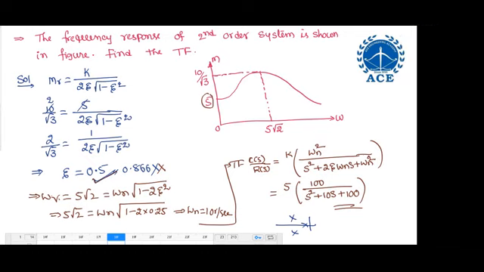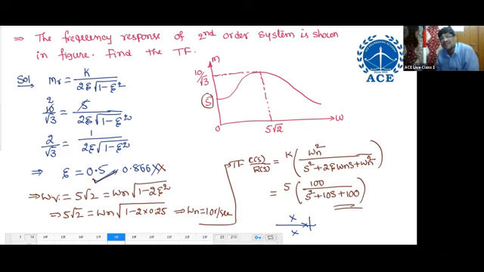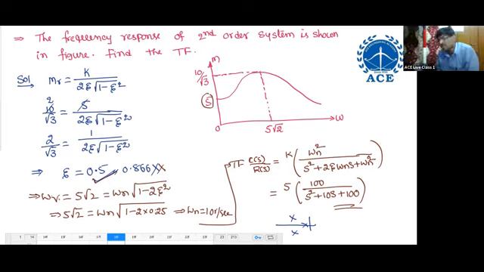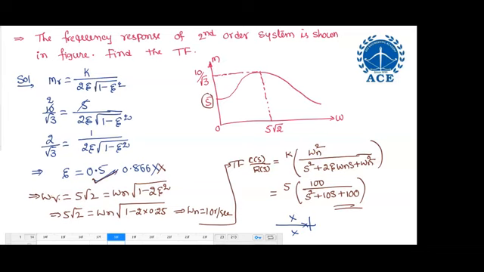Can we add time constants if we cannot neglect insignificant poles? No, never add the time constants. Okay, fine, sir.